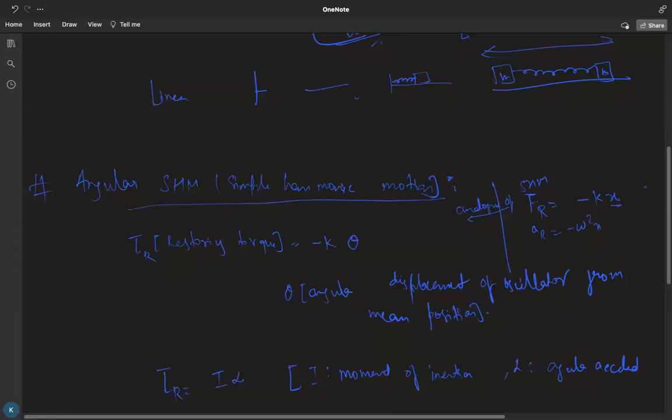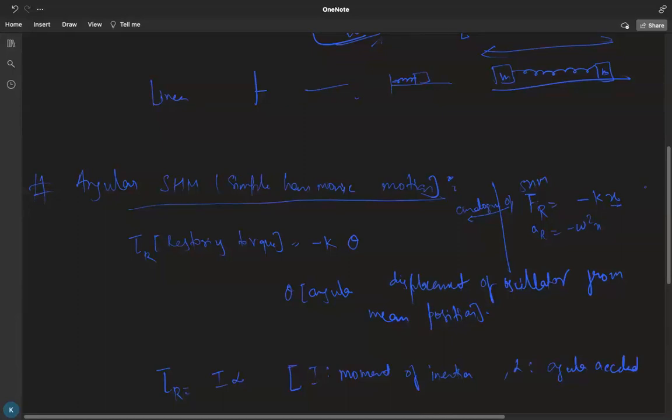Okay, so here the motion is actually in a 2D plane, right? And there is no displacement from its mean position. The simple pendulum is actually the example of angular simple harmonic motion, right? So what we have to do is derive these equations, which we correlate to simple harmonic motion.